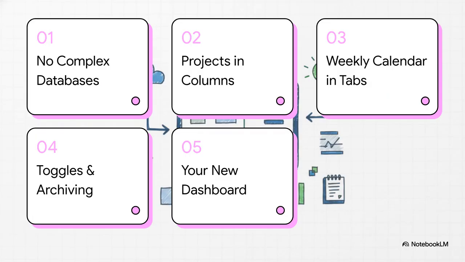All right, here's our blueprint for today. First, we'll skip the database overwhelm. Then, projects with simple columns. Third, the tabbed weekly calendar. Fourth, toggles and easy archiving. And finally, your frictionless new dashboard.